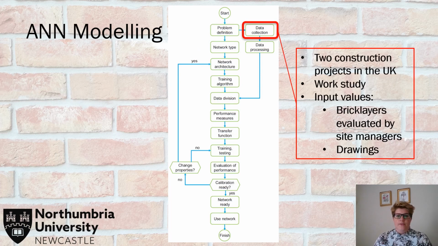The next step is the data collection. So two construction projects were chosen in the UK. Work studies were conducted at these projects. So observations were ongoing for several months on each project. The values of the input variables came from different sources. So the values for the worker-related variables came from the site managers who evaluated the bricklayers, and the values for the design-related factors, the wall-related factors, came from the drawings.